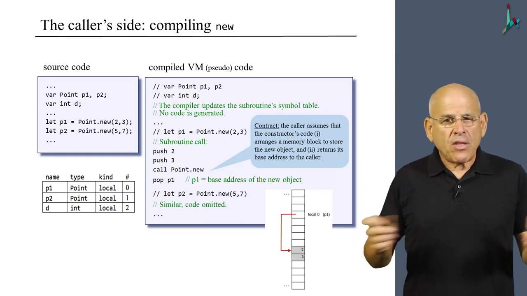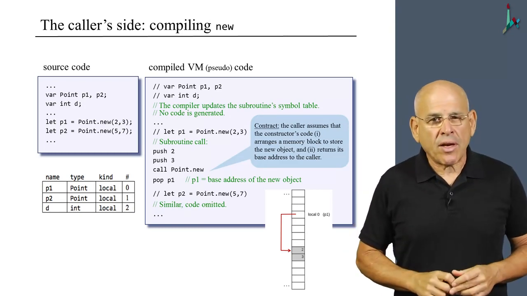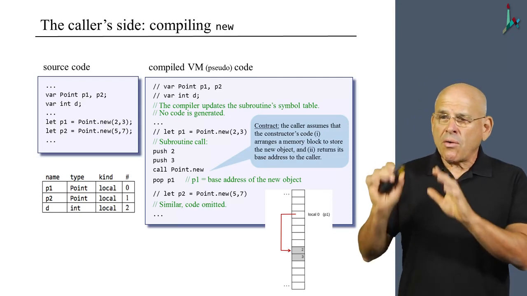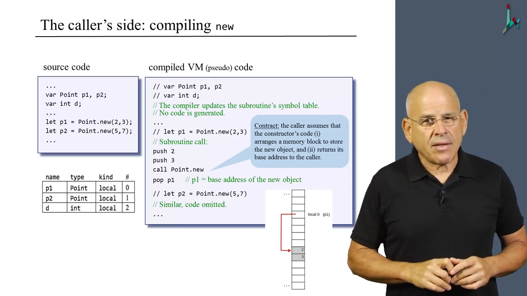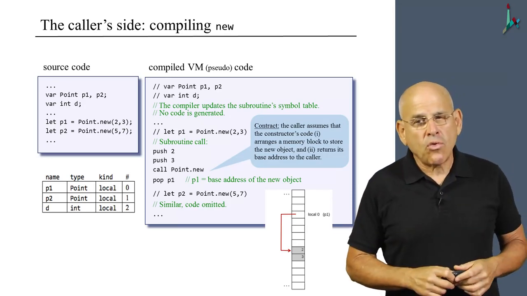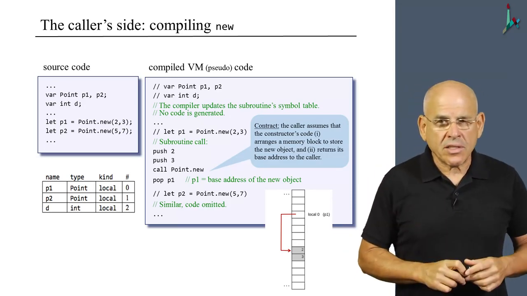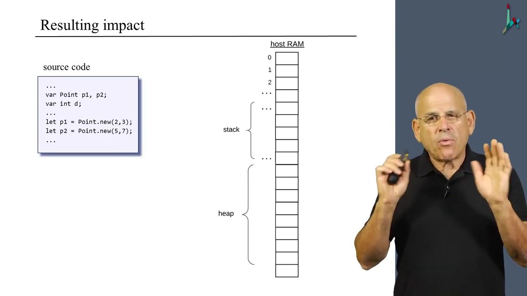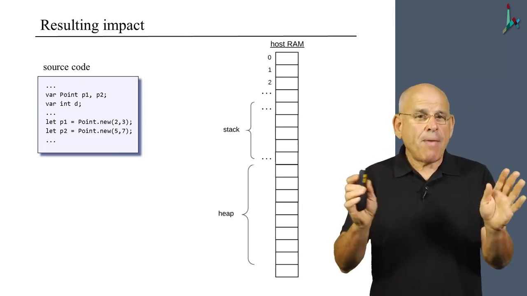What about P2? It's exactly the same story, and therefore I'm not going to repeat it. So that's how the compiler handles calls to create new objects from the caller's perspective. Now, let me recap and say a few words about the resulting impact.